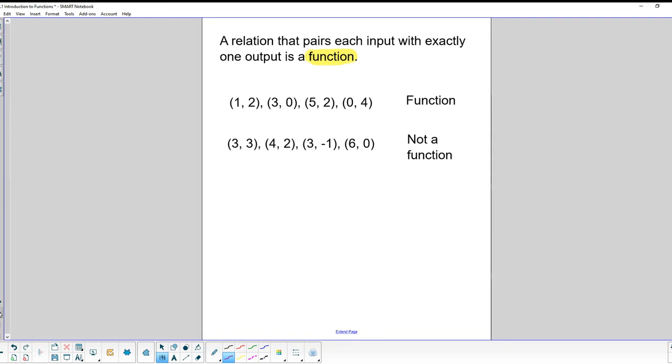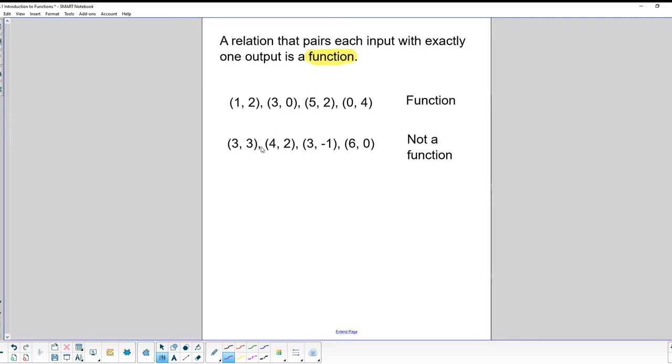So a relation that pairs each input with exactly one output is called a function. So that's where we're starting to use this word function a little bit more. If you'll notice, we look at this group of ordered pairs, we have 1, 3, 5, and 0 for our inputs, and each one of those numbers has its own distinct output. Now the outputs can be the same, like if you put in 1 and out comes a 2, and if I put in a 5 and out comes a 2, that's okay. It's when we put in a 1 more than once and something else comes out for y. That's when it's not a function.